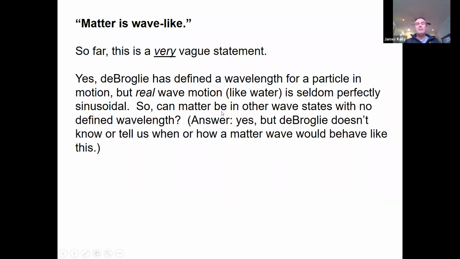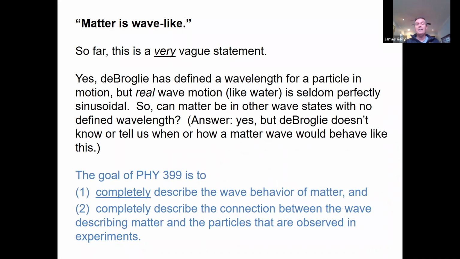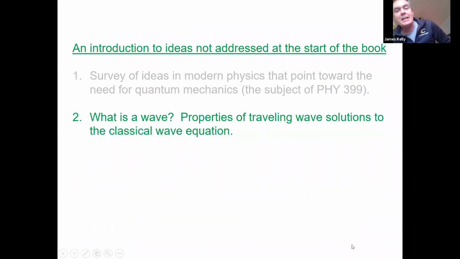Can matter be in other wave states with no definite wavelength? The answer is yes, but de Broglie had no idea how to describe that. And so that's what we're going to delve into in physics 399, how to completely describe the wave behavior of matter and relate it to the particle kind of behavior of matter that we see when we make a detection of individual particles.